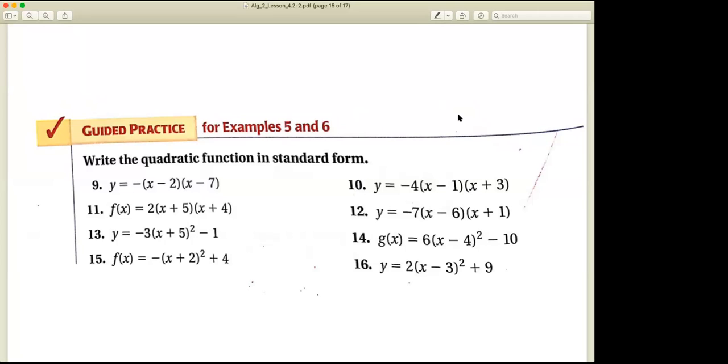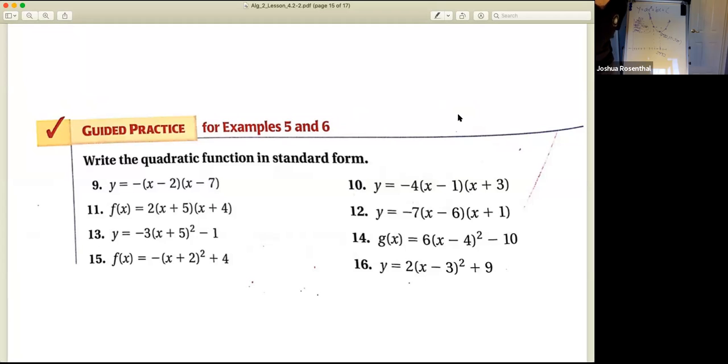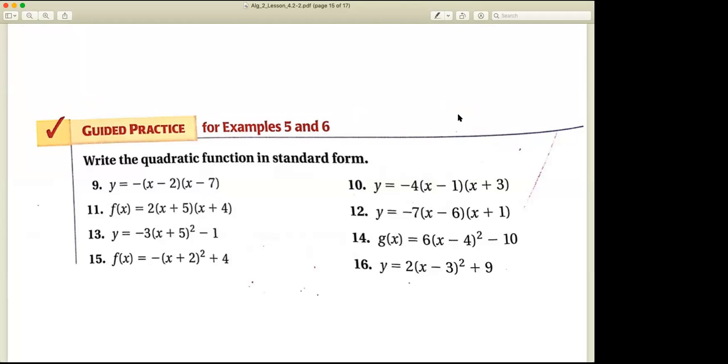Mr. Rosenthal, do we do both of them, or just one of them? Oh yeah, we reached 60 people. That's great. Do one more. Which kind? Can you do number 15?